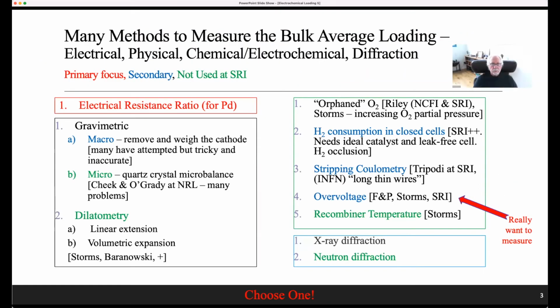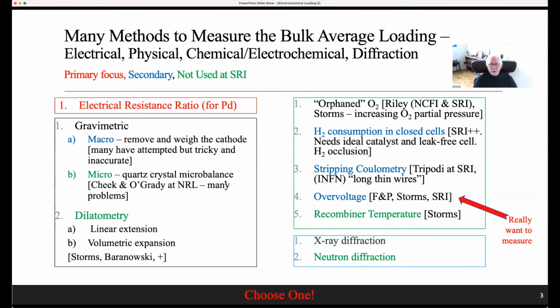There are many methods to measure the bulk average loading of deuterium or hydrogen into palladium. The electrical method is the one that we very much preferred. The advantage is in situ real-time access. The disadvantage is that we can really only use it for palladium and some palladium alloys. The resistance ratio loading functionality is not known for most materials. You can use electrical, physical, chemical, electrochemical, diffraction methods.